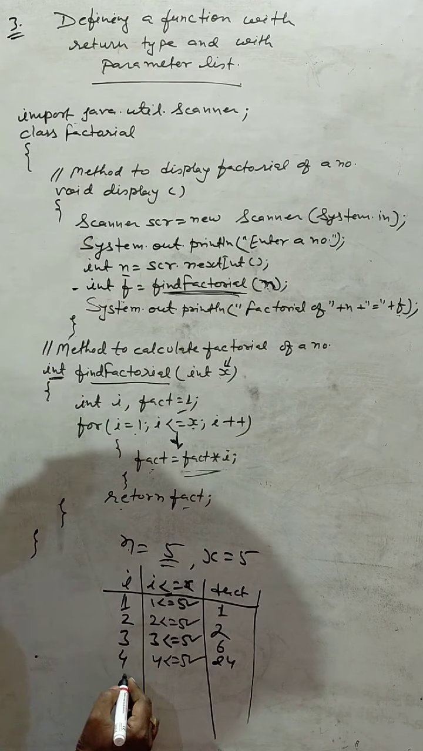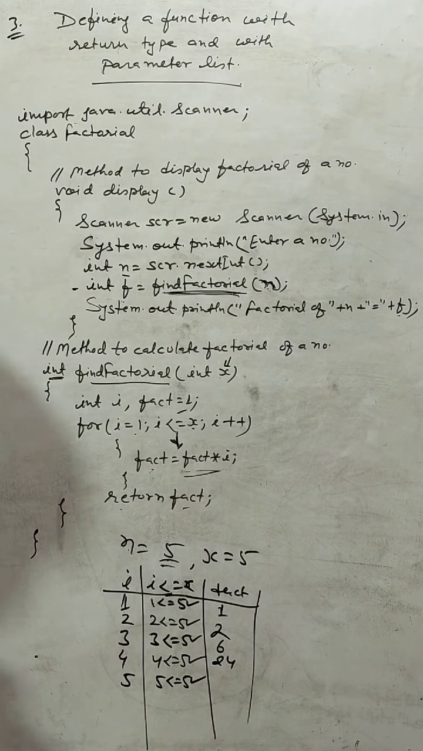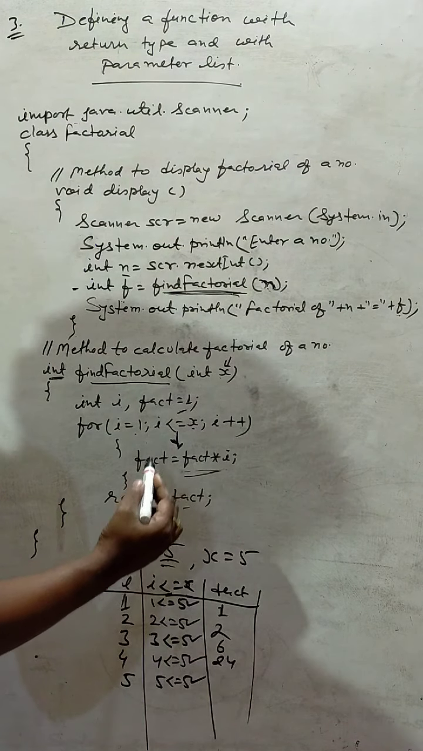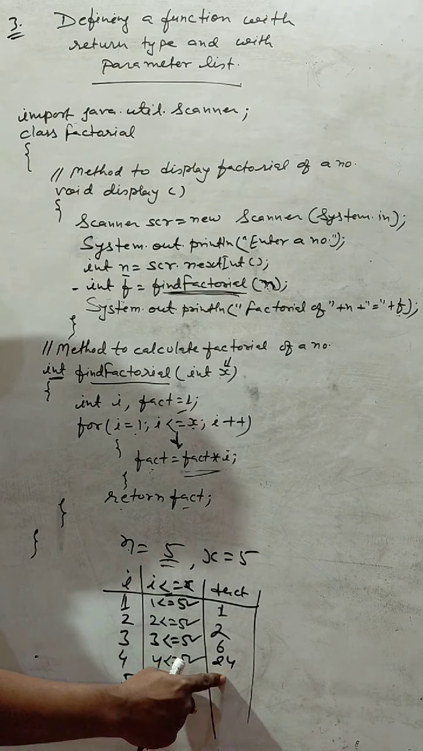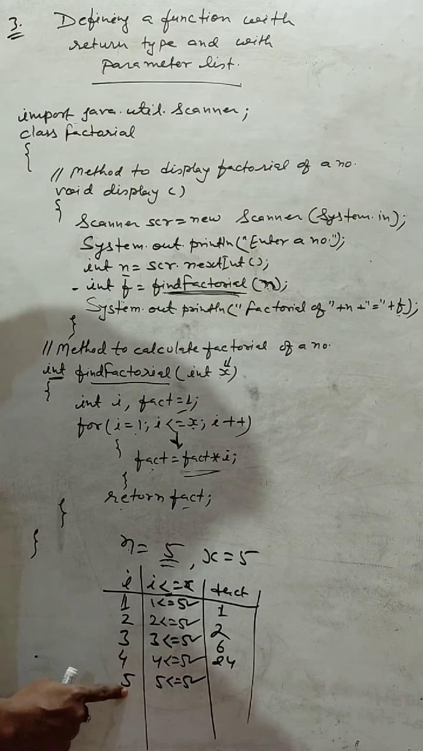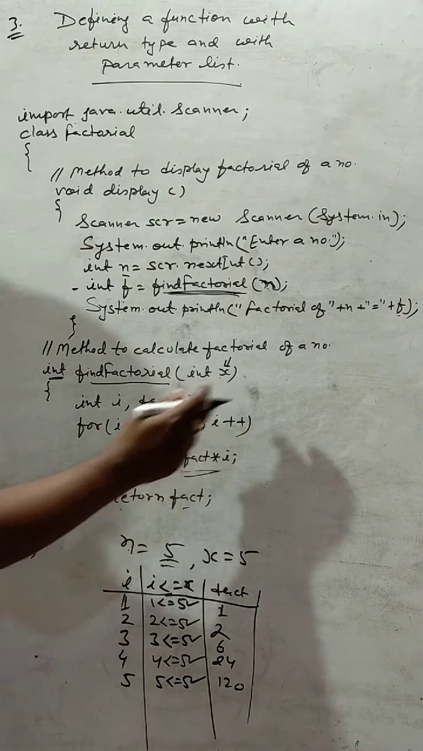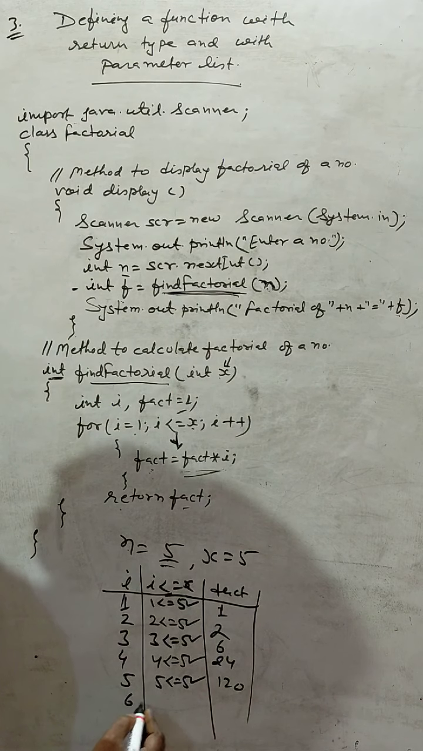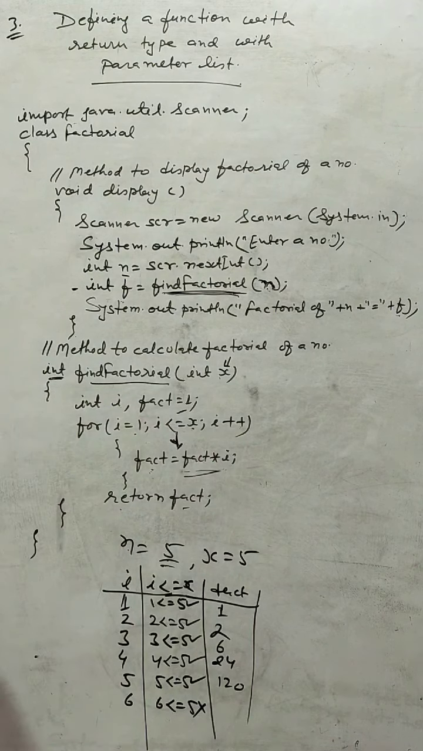Again i plus plus, it is 5. 5 less than or equal to 5, the condition is true. Therefore again this line will execute, fact equal to fact into i. The current value of fact is 24 and the value of i is now 5. 5 into 24 is 120. Again i plus plus will execute, this is 6. 6 less than or equal to 5, the condition is false.